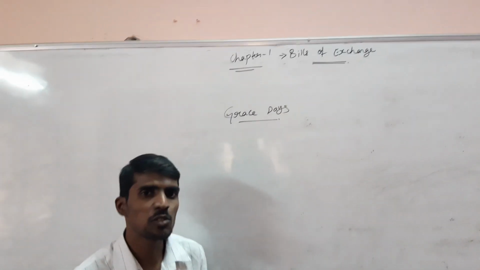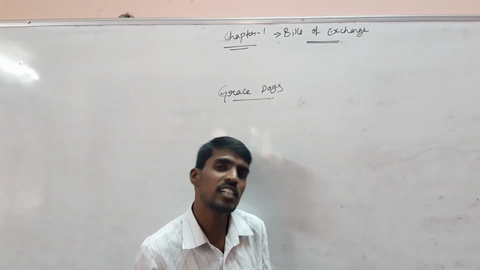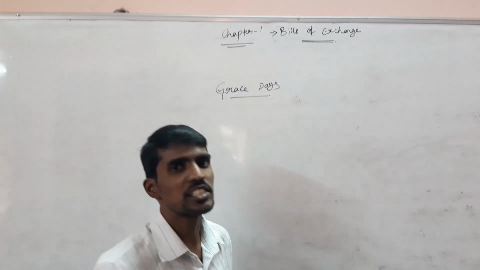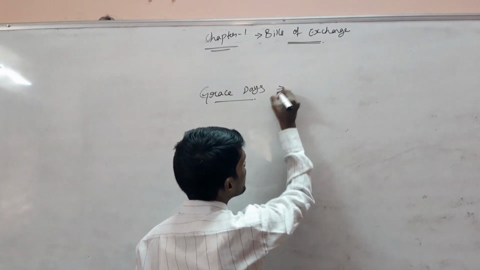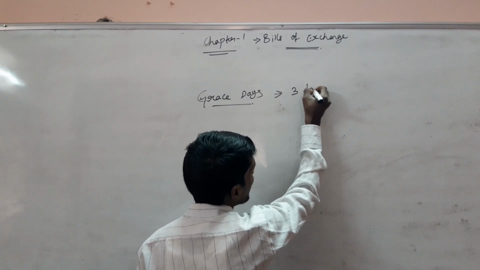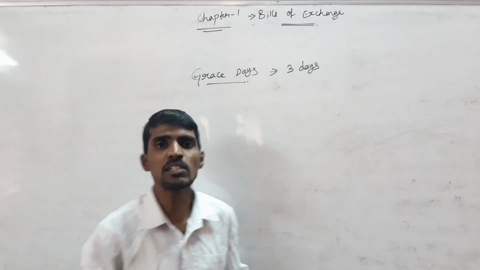A bill of exchange also has a maturity date: we will pay in 3 months, or 8 months, or 9 months, or 12 months. So there will be some maturity date. After that maturity date, as per the Negotiable Instruments Act, they are giving us 3 days extra as grace days for payment of that money.